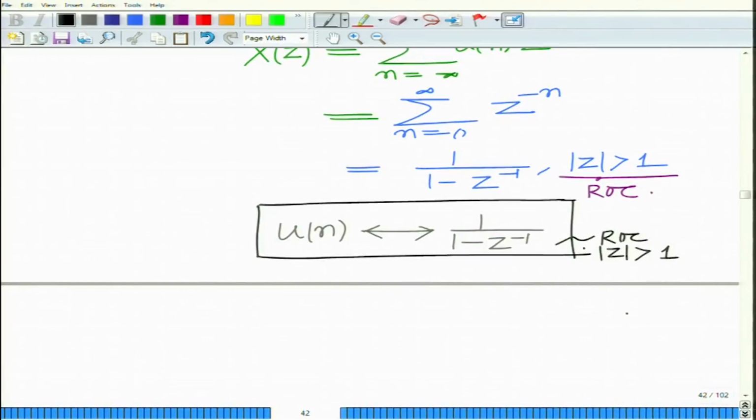All right. So, with this we will stop this module and continue our discussion on the Z transform further in the subsequent modules. Thank you very much.